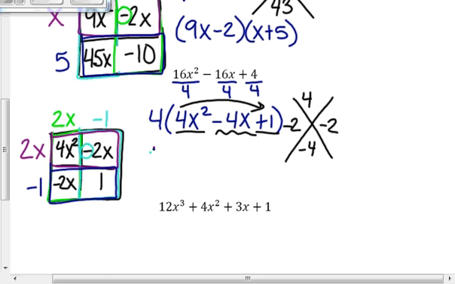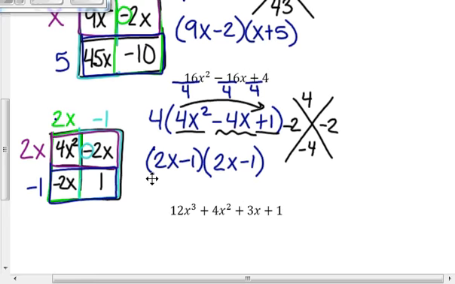And again, go back and double check. 2x times 2x is 4x squared. 2x and -1 is -2x. -1 and 2x is -2x. -1 times -1 gives you a +1. So our factors are 2x minus 1 and 2x minus 1. Since these factors are the same, we can also write this as 2x minus 1 squared.